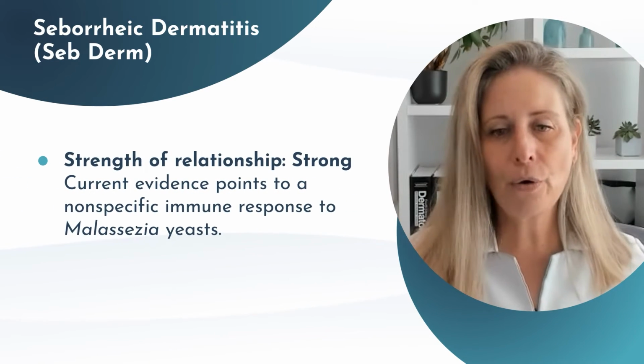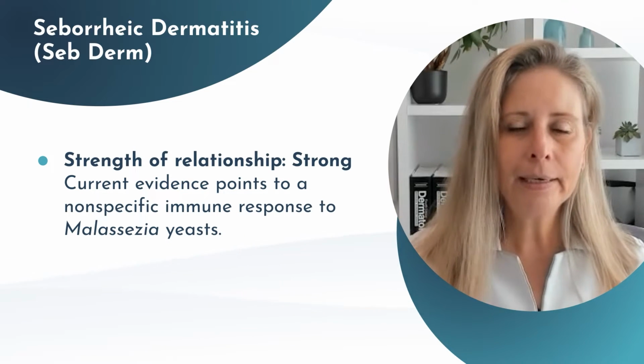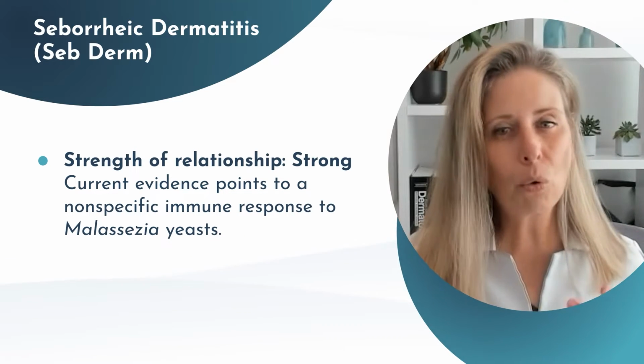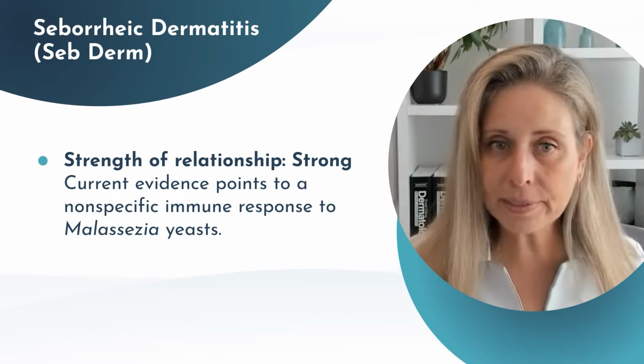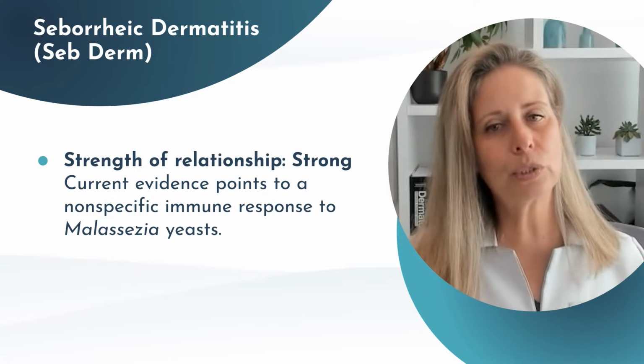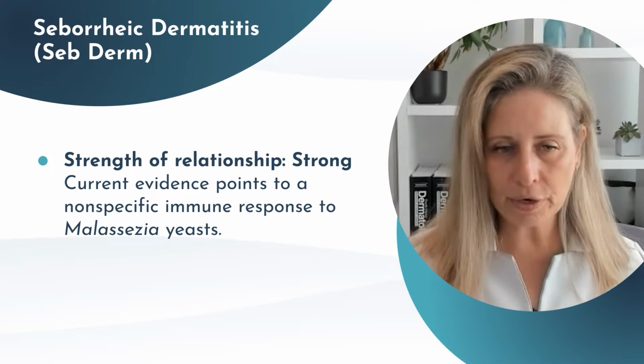And basically we know that Malassezia is the problem in seborrheic dermatitis. Again, we're not exactly sure why this is happening. We all have Malassezia living on us. We all don't have sebderm. So why do certain individuals have it when others don't? It's not entirely clear, but we'll look at some theories.